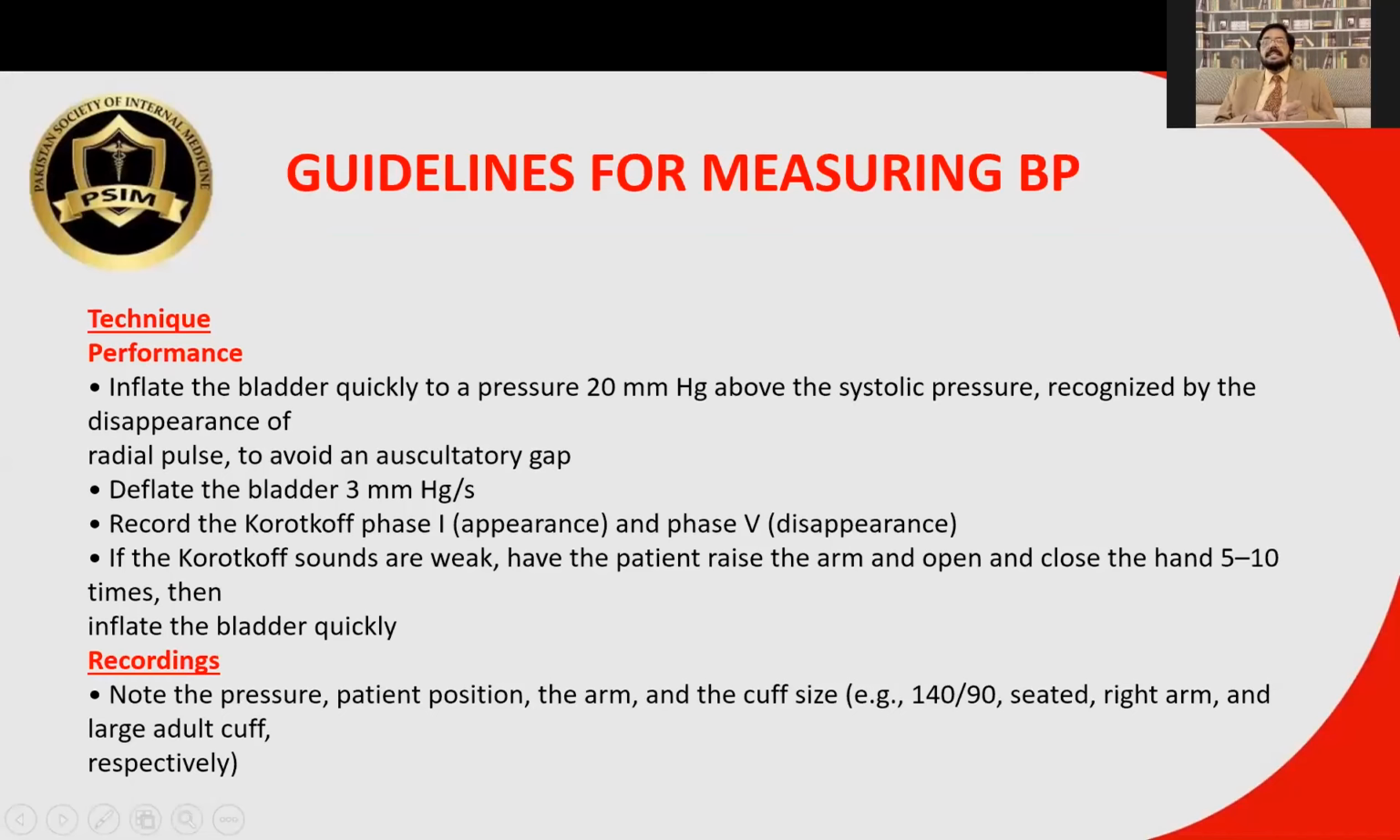he will take the consideration of all these things before writing the blood pressure and taking the blood pressure measure. So he will take the consideration of that arm. Aap agar kabhi kisi ka right ya left arm likhenge to wo samajh jayega that this is the higher side. So this is important that you write down the 140/90 seated right arm and large adult cuff respectively.